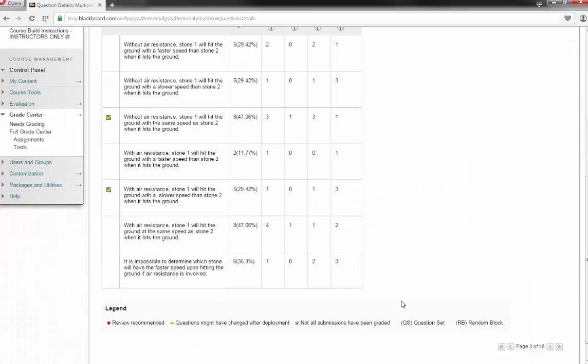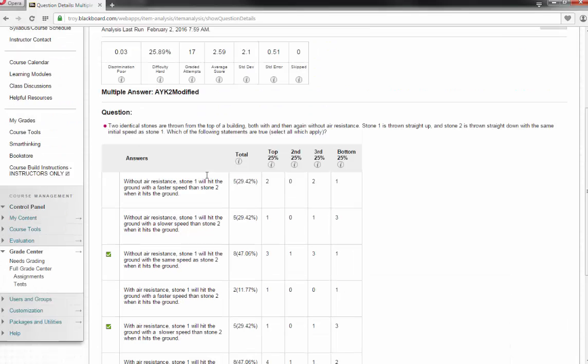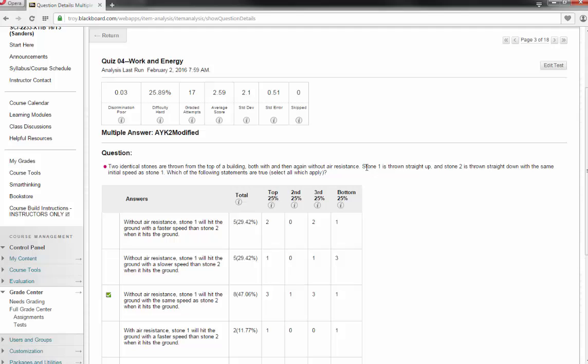So let's scroll through the answers, and what we see is with air resistance, stone 1 hits the ground with a slower speed than stone 2 hits the ground. And that would correspond to the stone that is thrown up being slower than the stone that's thrown down, and that's what we predicted from that little energy analysis.